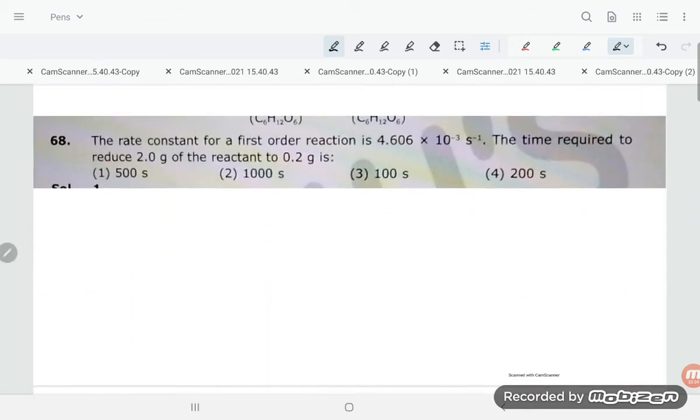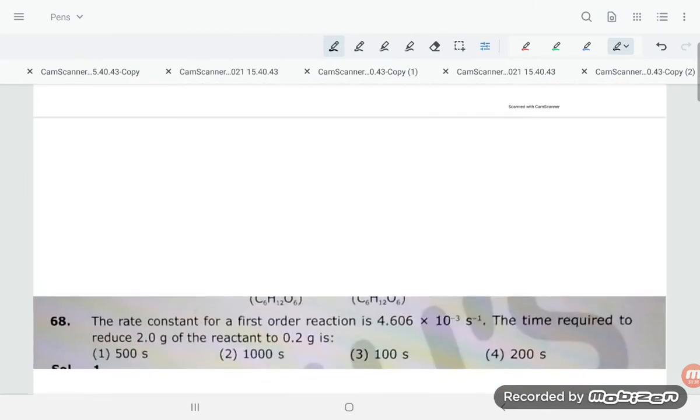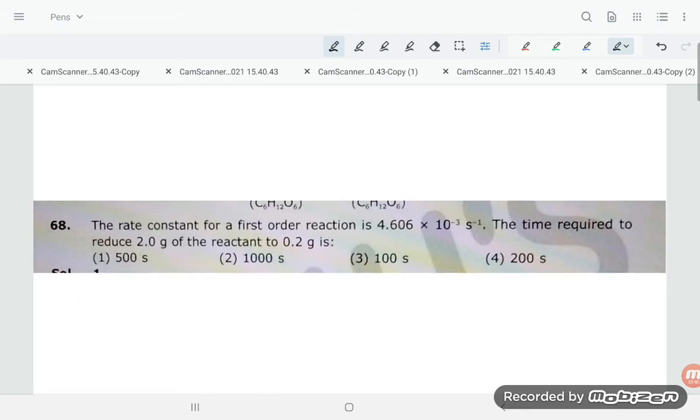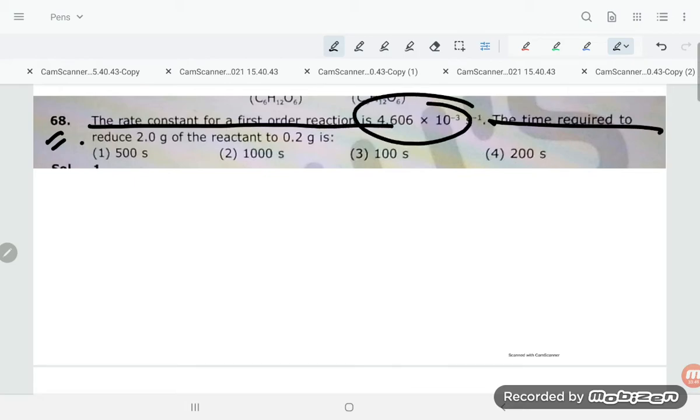Let us move on. Next is 67. Question 66 is over, students. Question 67 is left out. Let us move to 68. The rate constant for the first order reaction is given. The time required to reduce the concentration from this value to this value is how much? They are asking this question.